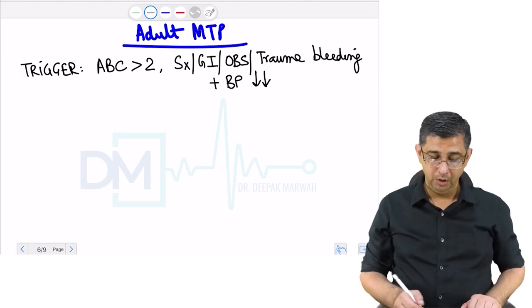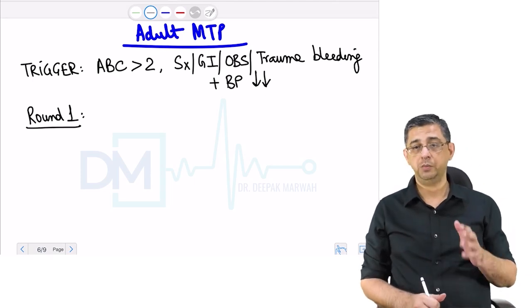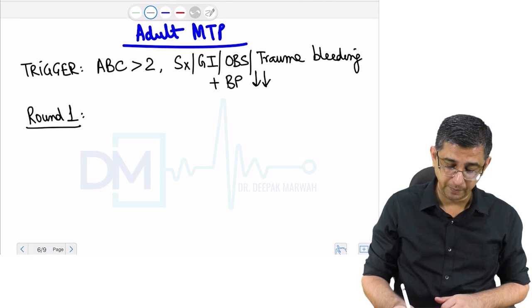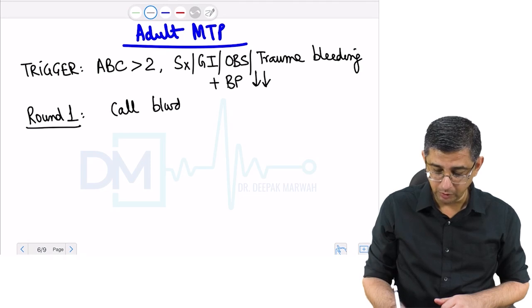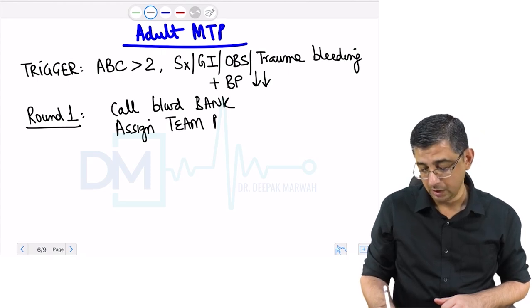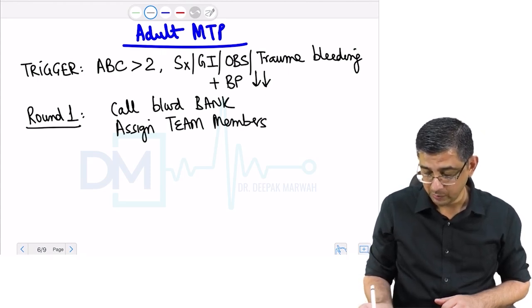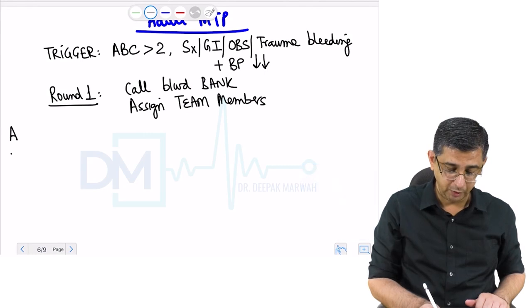MTP. Now once I initiate MTP in round 1, the steps that I will follow are in the following fashion. I will call the blood bank and inform them that the MTP protocol is to be initiated, and then I will assign team members whose job will be to do specific tasks. Why that is important is because every person in your team should know what is to be done. So we are going to divide our team into team A, B, and C.